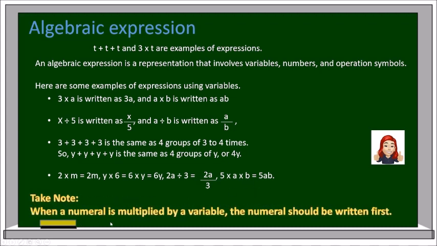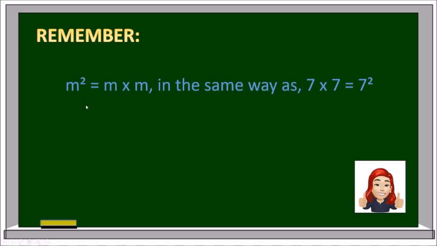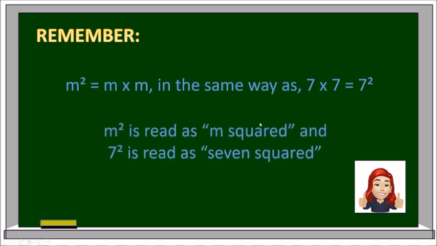Take note, when a numeral is multiplied by a variable, the numeral should be written first. Remember, m squared is equal to m times m, in the same way as 7 times 7 is equal to 7 squared. m squared is written as m squared, and 7 squared is read as 7 squared.